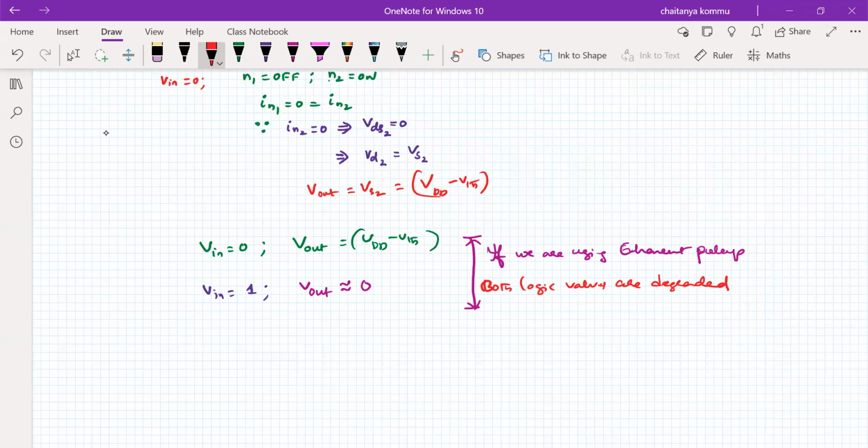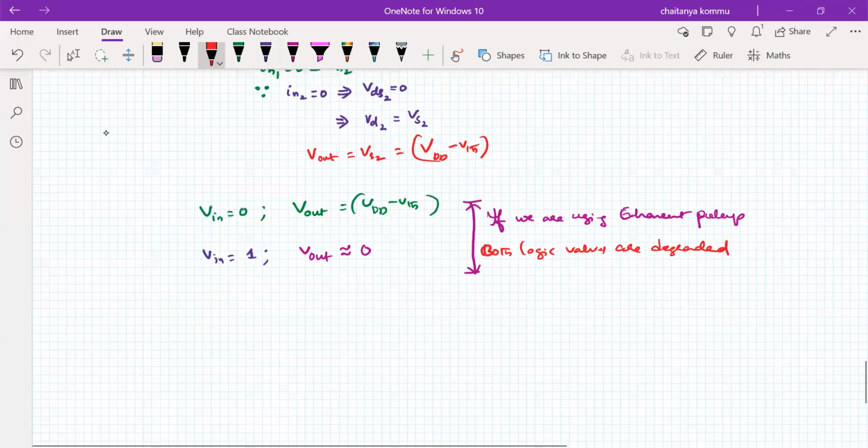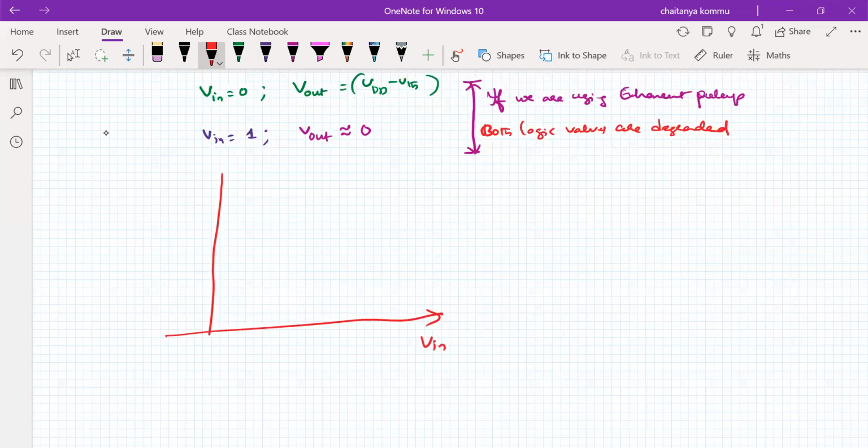So we never use the enhancement pull-up network in our inverters. Clear? Because both things are not at all acceptable, I don't want to go into more detail about it. We just have to consider Vin versus Vout. So actually, this is VDD, for example. But what we are expecting is that it will start from VDD minus VTH. But the inverter characteristic remains the same. Something like this.